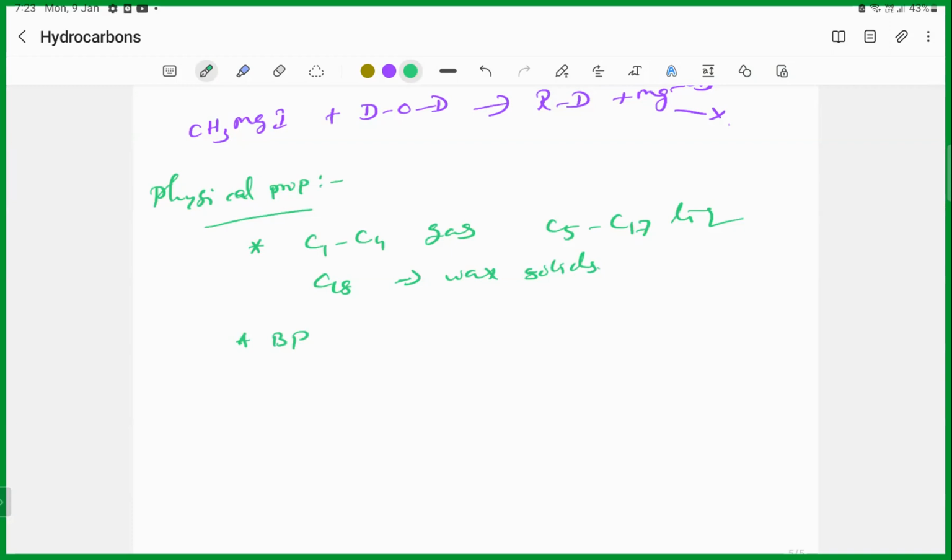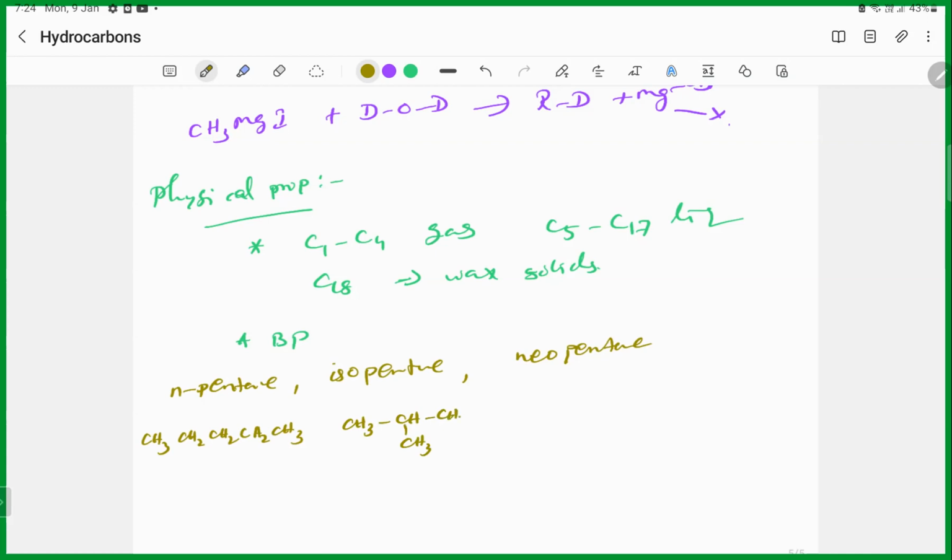If I take isomeric alkanes, you have n-pentane, isopentane, and then neopentane. What is the structure of each compound? N-pentane means CH3, CH2, CH2, CH2, CH3. Isopentane means CH3, CH, CH3, CH2, CH3. Neopentane means CH3, C, CH3, CH3, CH3. When you have these isomeric compounds, what will be the boiling point?